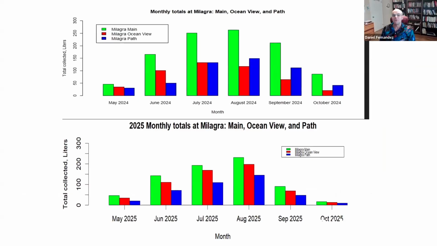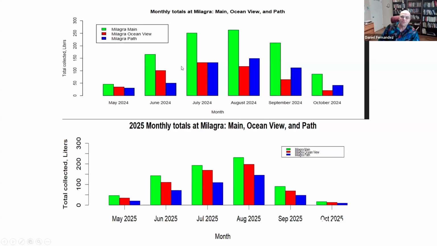But these are monthly totals of fog water collected from 3 fog collectors that were located within 100 meters of each other at the North Coast County Water District in Pacifica. And you may say, why are there 3 different colors here? Well, because I have 3 different fog collectors.